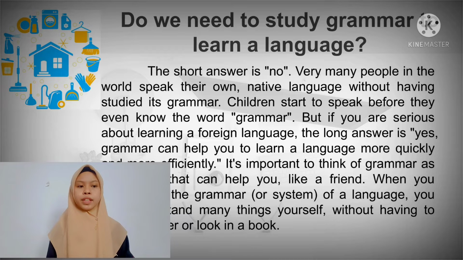So if you are going to learn another language or a foreign language, you should know the structure. You should know about grammar before using a language, before you speak to a native speaker.